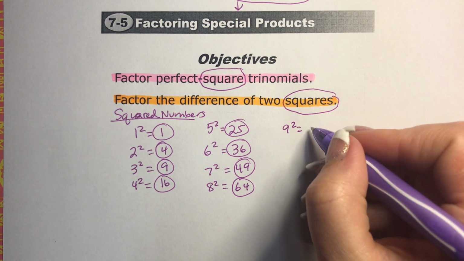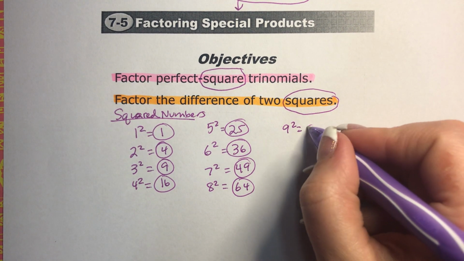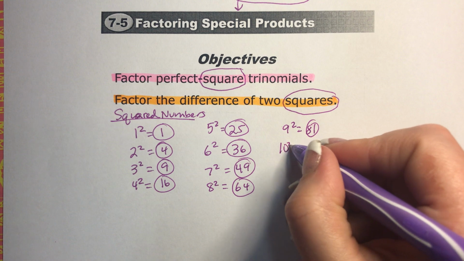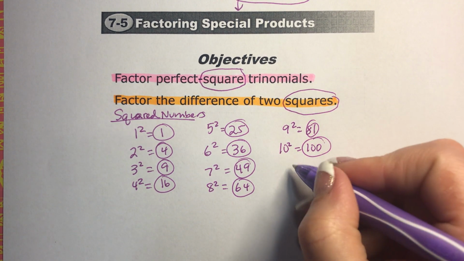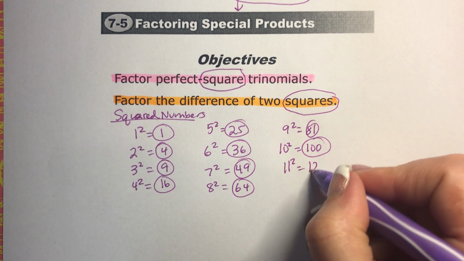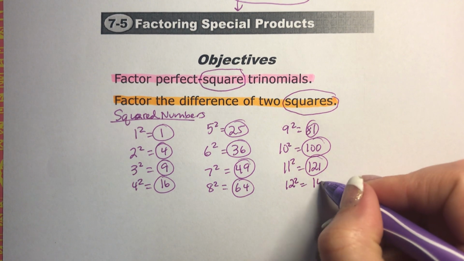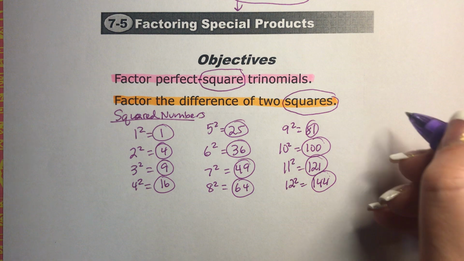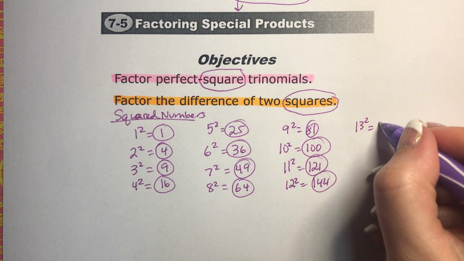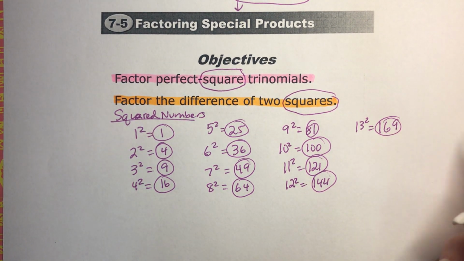9 squared is 81. 81 is a squared number. 10 squared is 100. 100 is a square number. 11 squared is 121. 121 is a square number. And 12 squared is 144. I think 13 squared, what is that? 169, I think. And that's a square number as well.